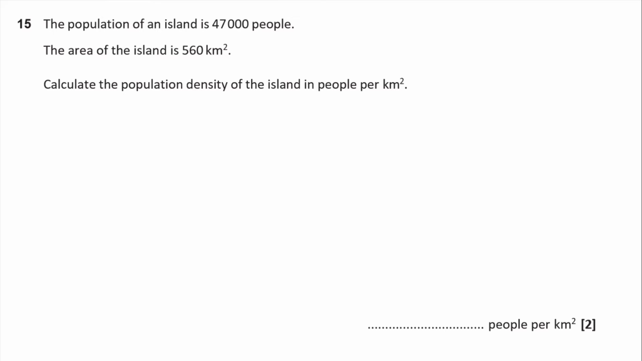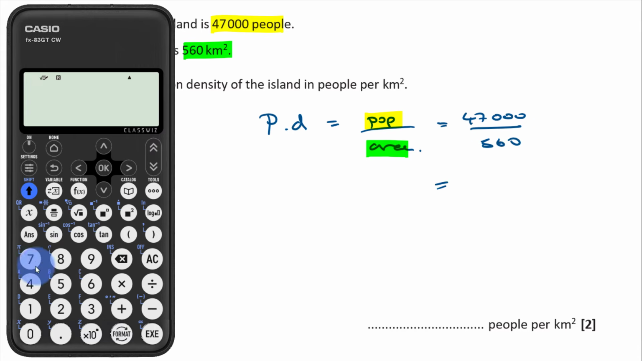Okay, so for the OCR paper, you need to remember the formula for population density. So population density is equal to population divided by area. That's what you need to remember, so that when you get a question like this, you know what you have to do. So here, the population is 47,000 people, and the area is 560 square kilometers. So then the population density is going to be 47,000 divided by 560. So tapping that into the calculator, 47,000 divided by 560 comes out to be 83 and change. I'm going to write down 3 significant figures, I think. So 83.9 people per square kilometre.